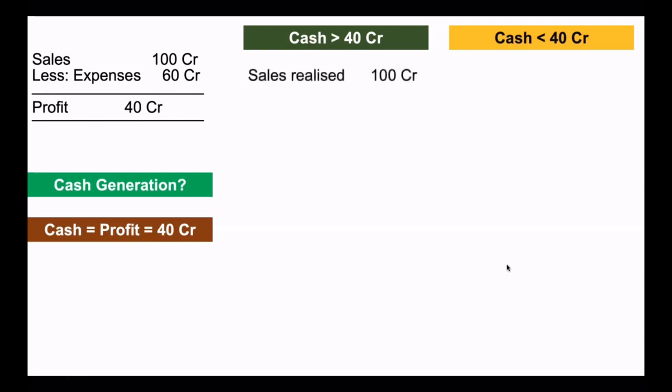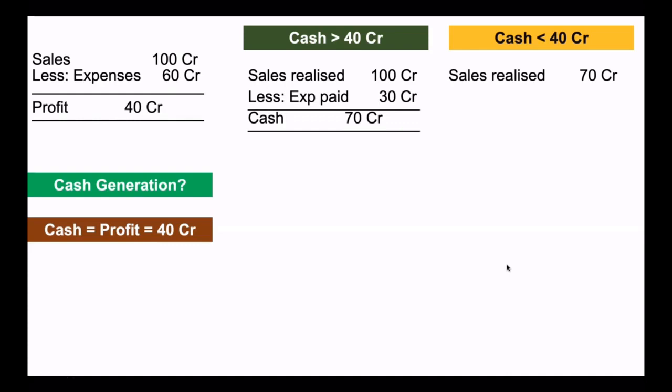It can be greater than 40 crore when you have realized the entire sales and you have paid only part of the expenses. So here you have cash as 70 crore. And it can be less than 40 crore when you have realized only part of the sales and you have paid full expenses, or most of the expenses. So you have realized only 70 crore but you have paid entire 60 crore. So here your cash is only 10 crore.